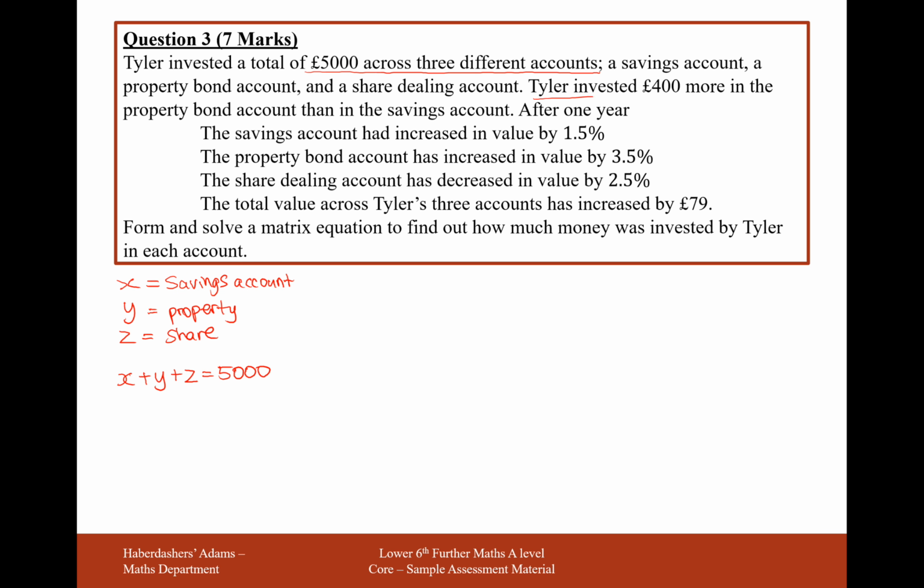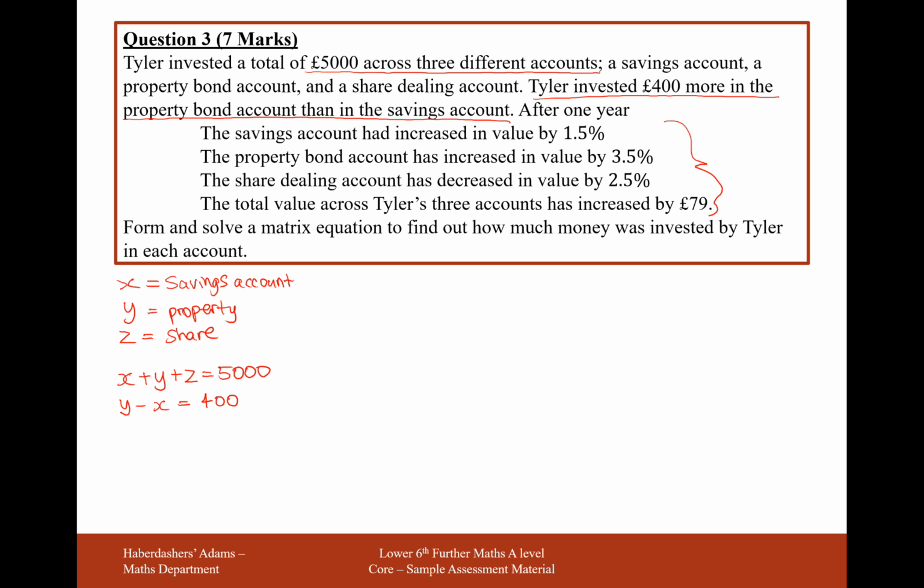The next point I can do is 400 more in the property bond than in the savings account. So that's Y take away X is equal to 400, because the property bond account was 400 more than the savings account. And then we have to incorporate these values here.